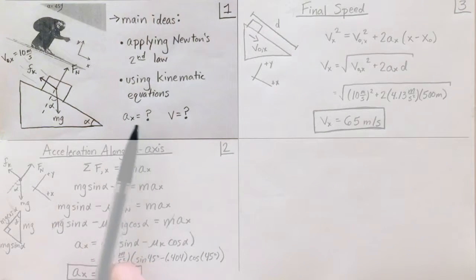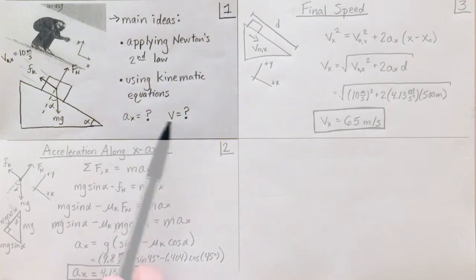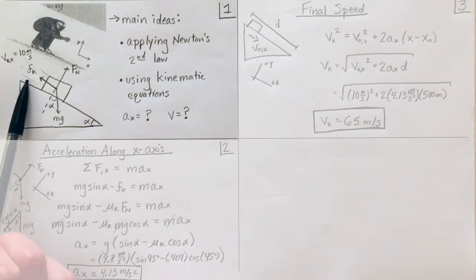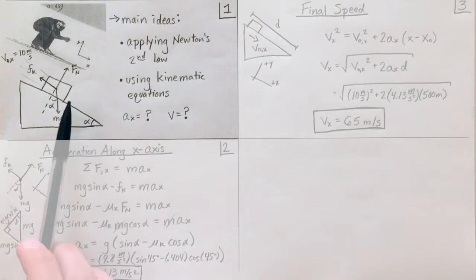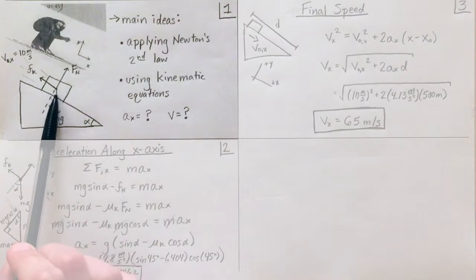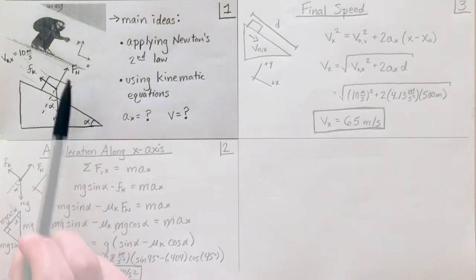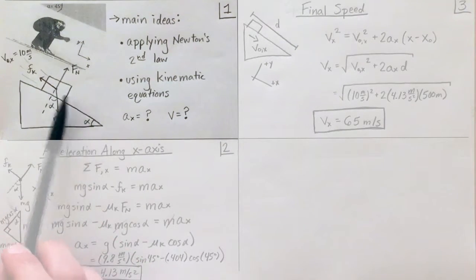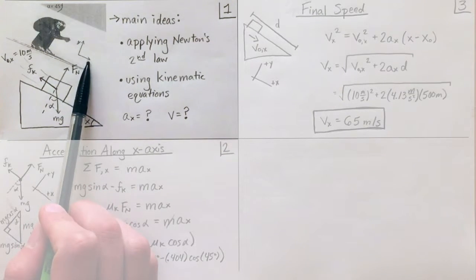In this problem, we're asked to find the acceleration in the x direction and the final speed of a skier who is going down a slope. In this case, the y-axis is perpendicular to the surface of the slope, and the x-axis is parallel to it, so we're using a tilted coordinate system.